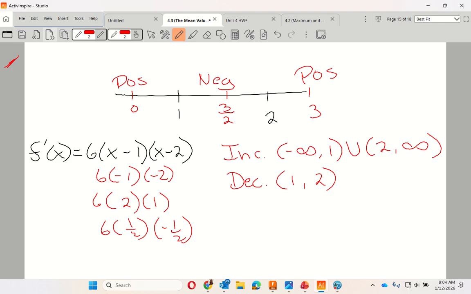Why wouldn't there be a bracket? Am I including those numbers? What is the slope at that point? What is the slope? Yes, very good. It's 0, right? If the slope is 0, is it increasing or decreasing? So 0 is neither positive nor negative, is it? So that's why it goes with parentheses, because it's increasing to that point right there.